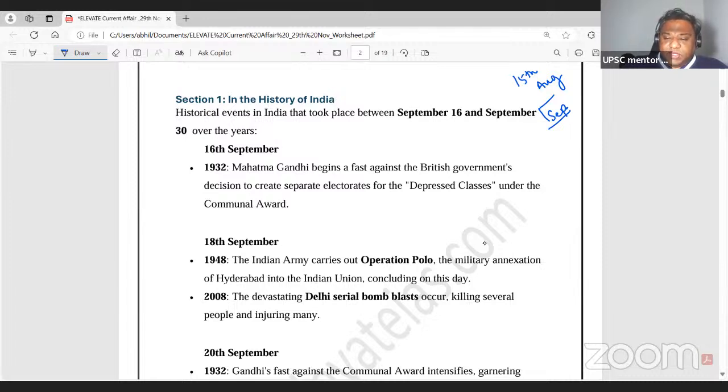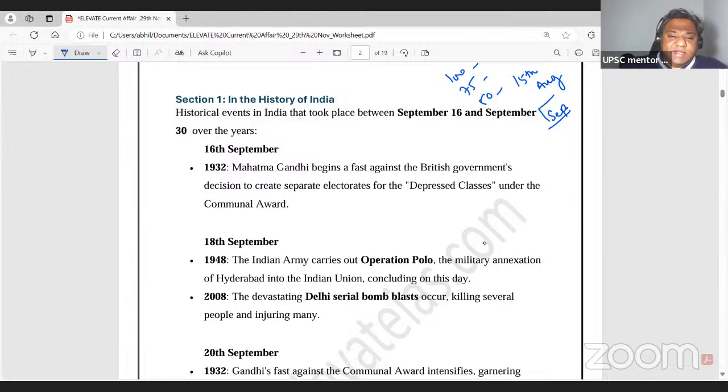Whichever year it is today, for example 2024, they see what happened 100 years before, what happened 75 years before, what happened 50 years before, and which organizations are celebrating 100 years, 75 years, 50 years. All these kinds of points become very relevant when we prepare for current affairs. Then that organization becomes relevant and we need to prepare for that.